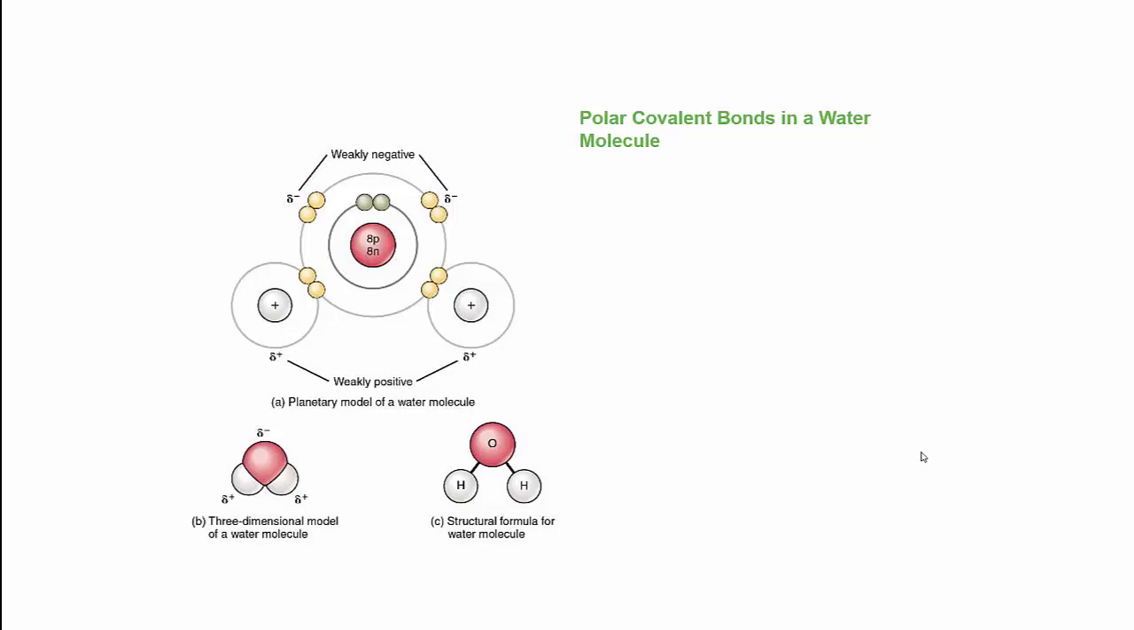Here we see polar covalent bonds in a water molecule. Again, we're going to have our covalent bonds here holding the hydrogens to the oxygen to give us H2O, again, water. Okay, but the way they're positioned, they're going to give us polarity. Because of the charges of the specific atoms, we're going to get some polarity. And you can see here we have a weakly negative charge and we have a weak positive charge.